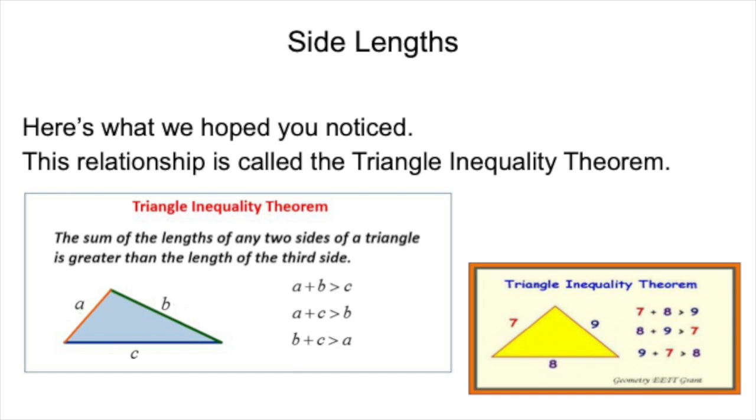Here's what we hoped you noticed. This relationship is called the triangle inequality theorem. The sum of the lengths of any 2 sides of the triangle will always be greater than the length of that 3rd side. The opposite is true. If you add 2 sides of a triangle and it's less than or equal to the 3rd side's length, those 3 sides will not come together to make a triangle.